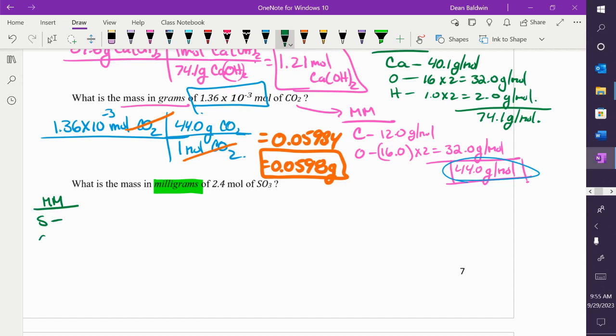Oxygen is 16 times 3, 30, 18, 48.0. Sulfur 32. 32.1.